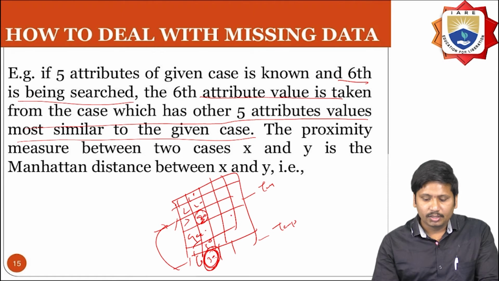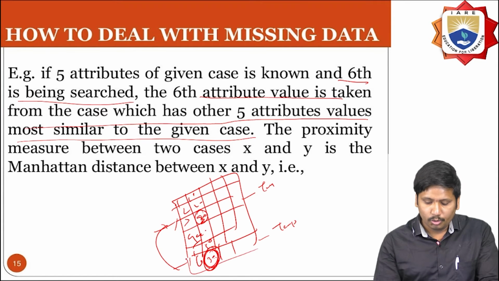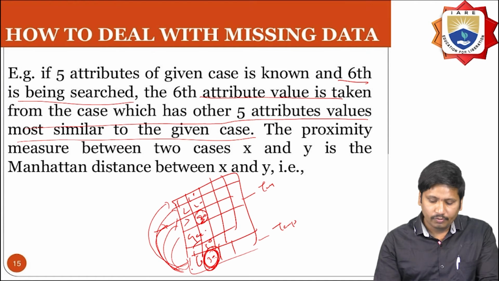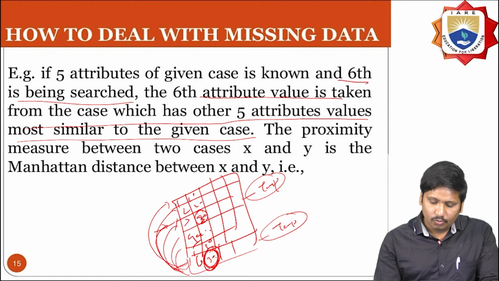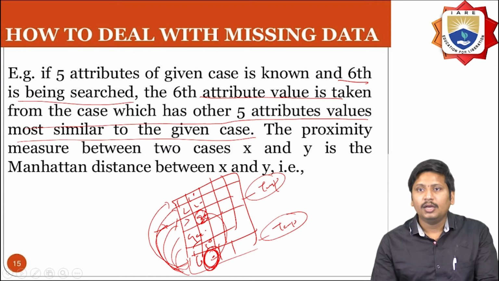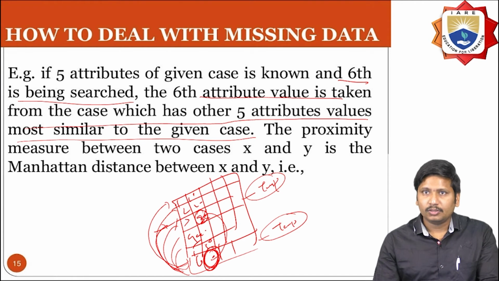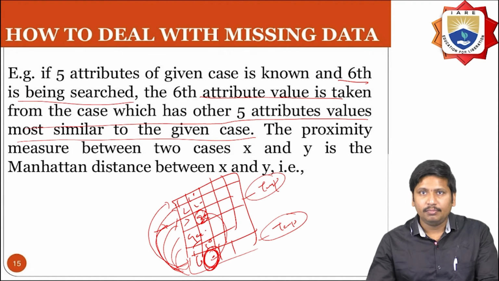The other way is, suppose 5 attributes are known and the 6th attribute is being searched. Based on that, which row is it related to: the first row, second, third, fourth or fifth row? Suppose the third row and sixth row maintain the temperature details. Then the sixth value I'm missing is going to be filled from the matched row. That is the closest fit algorithm method.